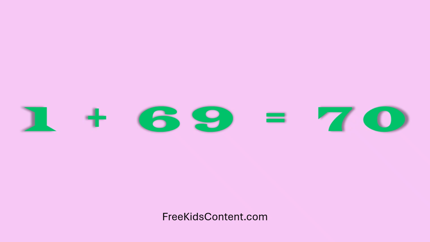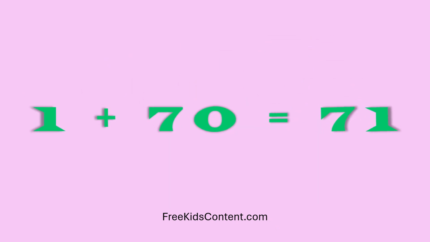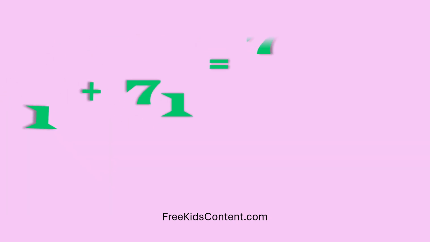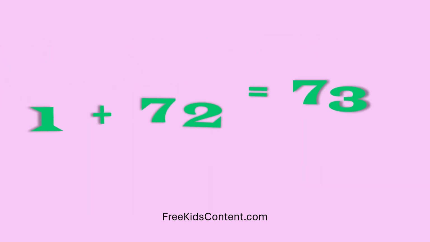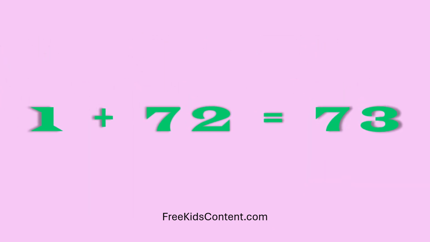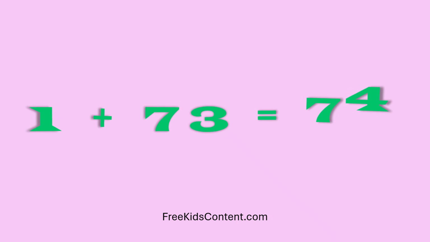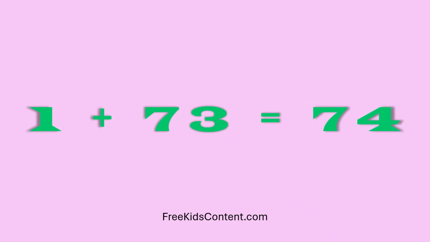1 plus 69 is equal to 70. 1 plus 70 is equal to 71. 1 plus 71 is equal to 72. 1 plus 72 is equal to 73. 1 plus 73 is equal to 74. 1 plus 74 is equal to 75.